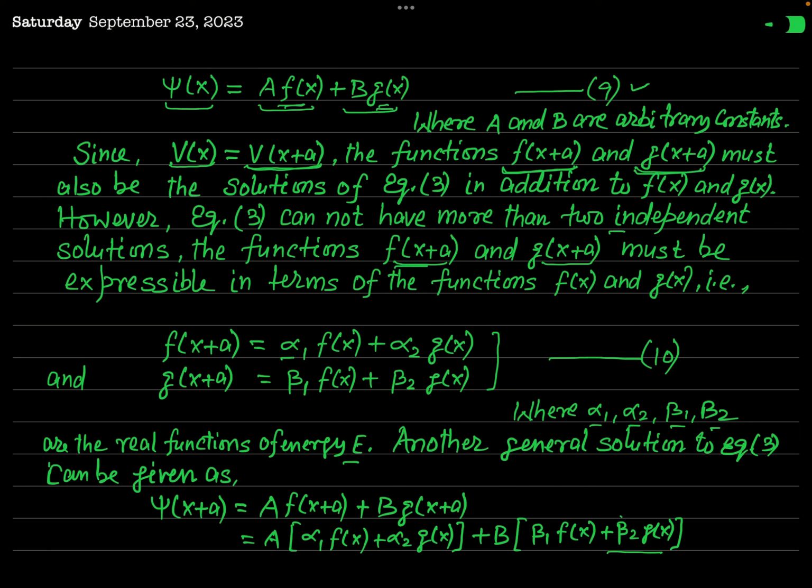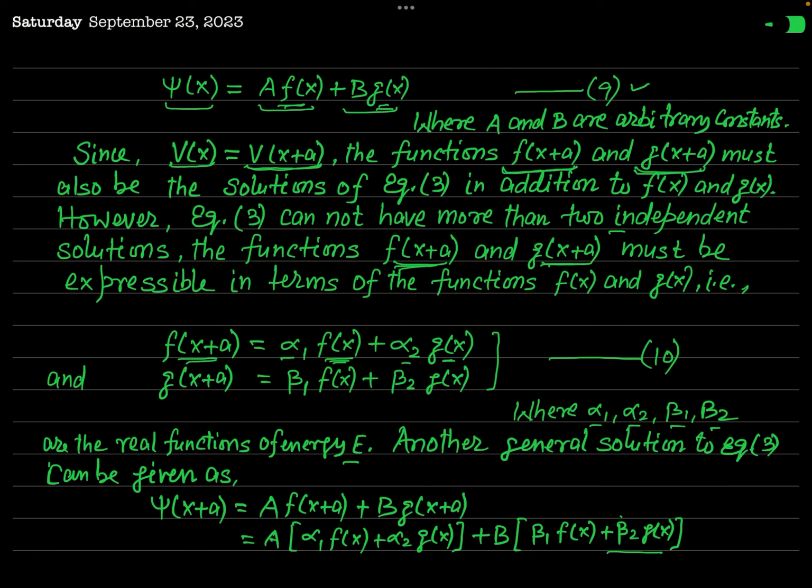It means f of x plus a and g of x plus a ultimately depend on f of x and g of x. And so we can express these solutions f of x plus a and g of x plus a as linear combinations of the 2 independent solutions f of x and g of x. So you can write that f of x plus a is equal to alpha 1 times f of x plus alpha 2 times g of x. So this is a linear combination of f of x and g of x, which gives you f of x plus a.